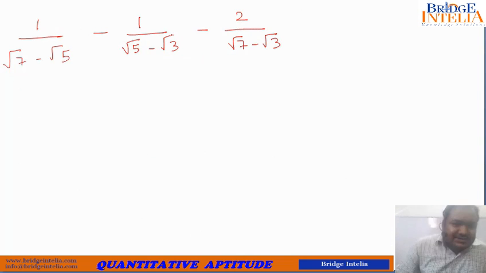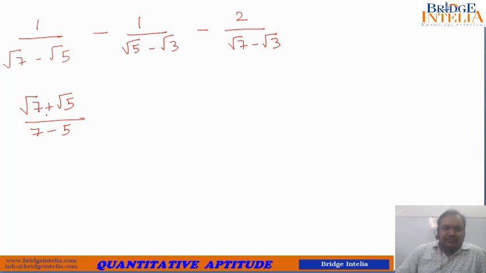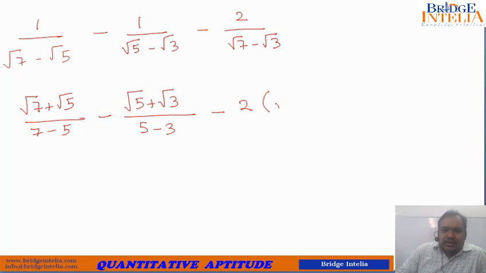So now let's rationalize this. Rationalizing means multiplying both numerator and denominator so that the denominator becomes a complete integer. So this is root 7 plus root 5 by 7 minus 5, since root 7 whole square is 7 and root 5 whole square is 5, minus root 5 plus root 3 whole divided by 5 minus 3. Now this is minus 2 multiplied by root 3 plus root 7 by 7 minus 3. So this is the situation. Now let us see what it comes out to be.